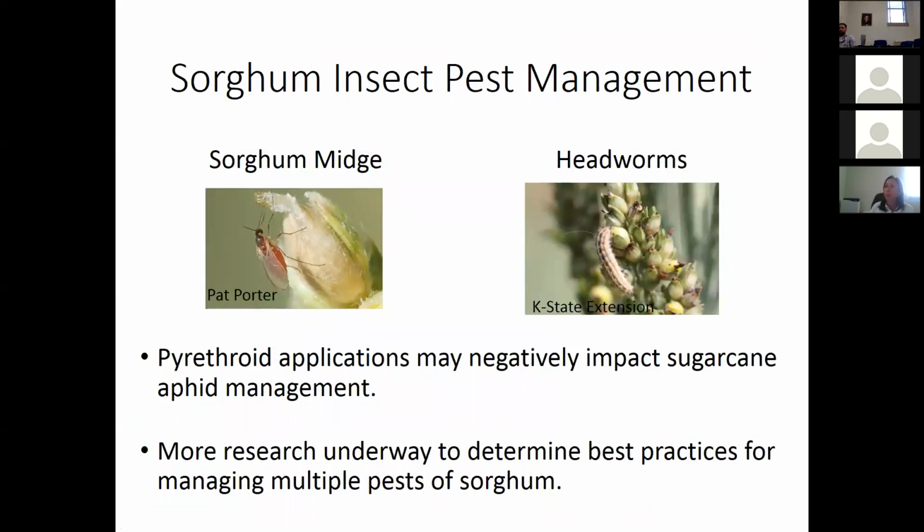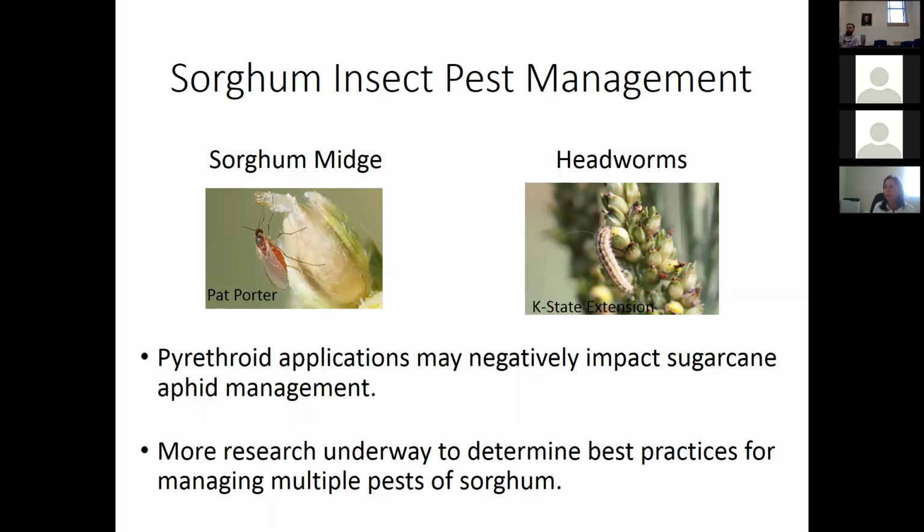So the last thing I wanted to say about insecticides before we wrapped up is just to put it into the context of how applications for other insect pests of sorghum may influence sugarcane aphid management. There's been a little bit of research, and there's ongoing research looking at best management practices and IPM plans for the complex of pests that we experience in sorghum.